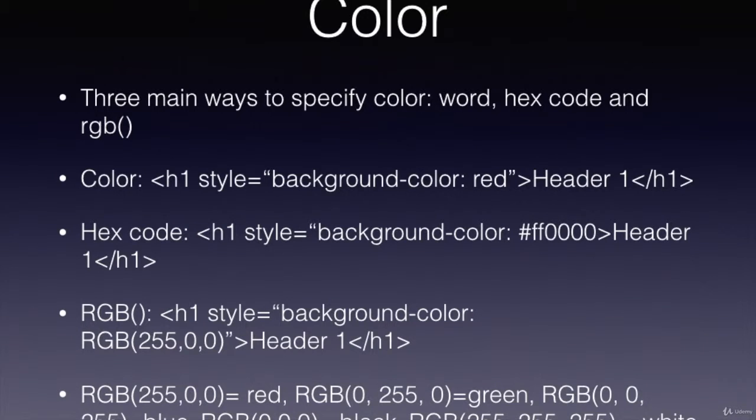In this video, I'll be talking about how to specify colors in CSS. You can specify colors in CSS either by writing the word, the hex code, or RGB. The first is an example using a word. I've set the header 1's background color to red.